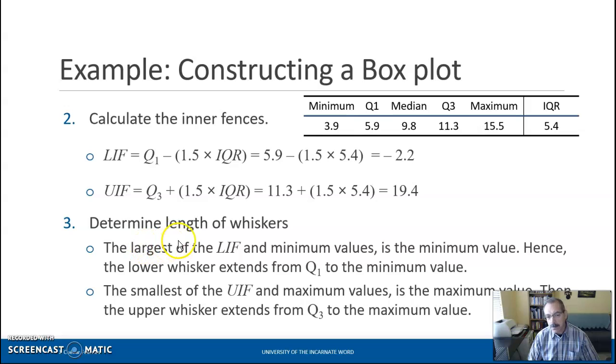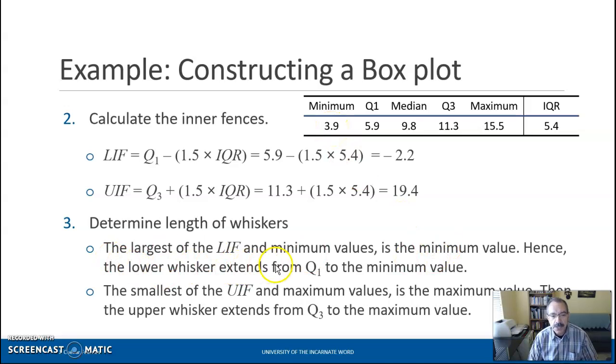So now we determine the length of the whiskers, now that we know these inner fence values. So the largest of the lower inner fence value and the minimum value is, of course, the minimum value. So the largest between minus 2.2 and 3.9, of course, is 3.9.